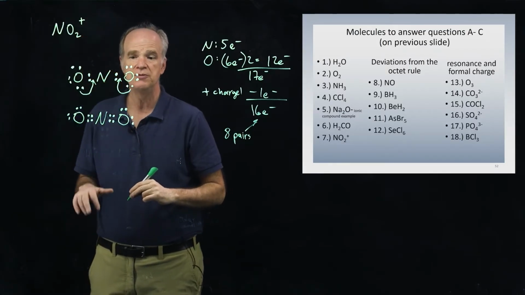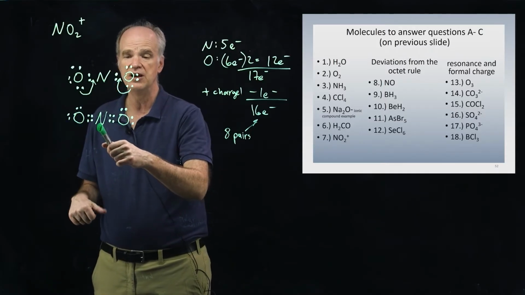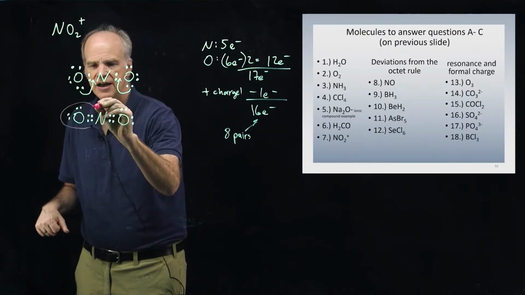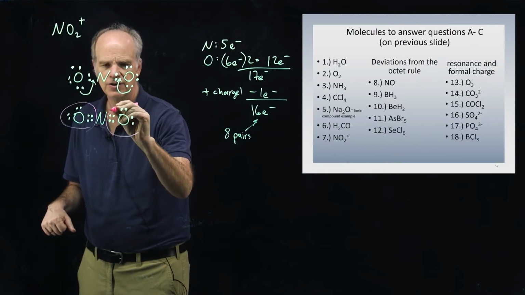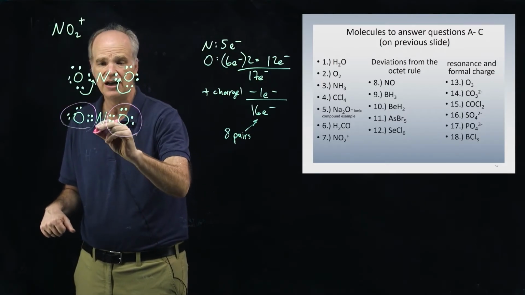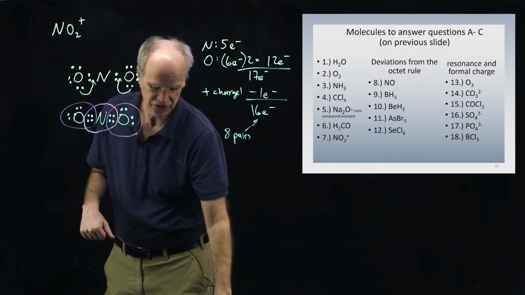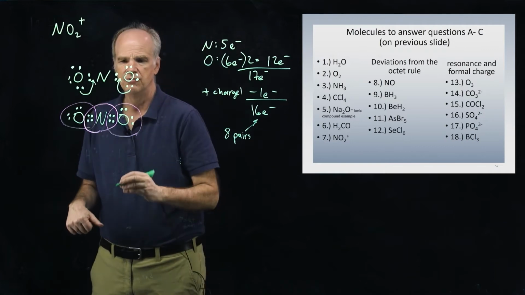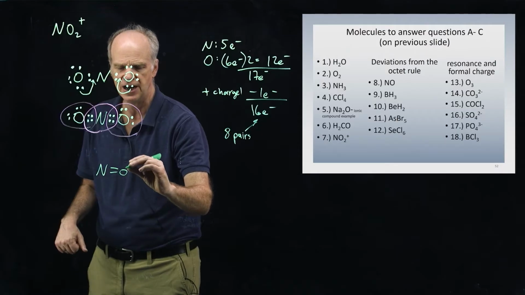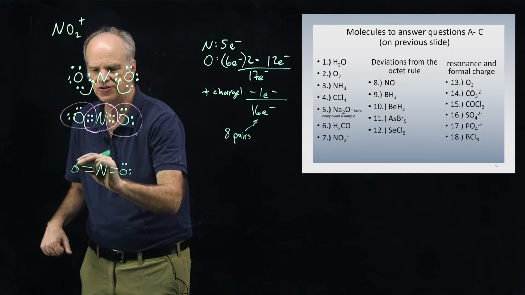This looks like a reasonably good Lewis structure. The oxygen here has an octet of electrons, the oxygen here has an octet of electrons, and the nitrogen also has an octet of electrons. You can see that the shared pairs count in the electron count for nitrogen. So in the end, you have nitrogen with a double bond to one oxygen atom and a double bond to another oxygen atom.